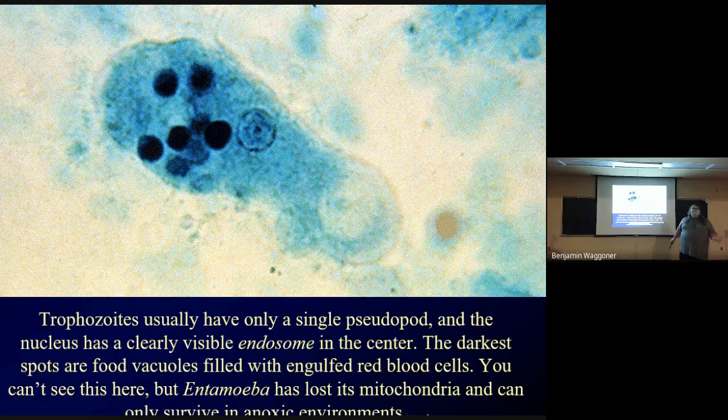The dark spots are food vacuoles filled with red blood cells that the amoeba has engulfed. And you can't see this here, but Entamoeba has lost its mitochondria. It used to have them. We've got DNA sequences in the nucleus that were transferred from ancient mitochondria, so its ancestors had them. But Entamoeba itself does not have these anymore. And as such, it can only live in anoxic environments, like your gut, which is pretty anoxic in your large intestine.